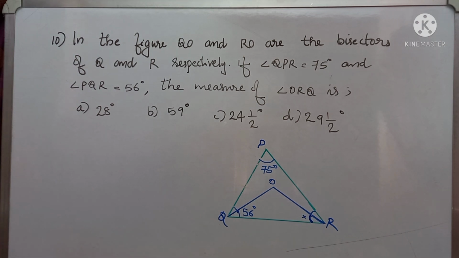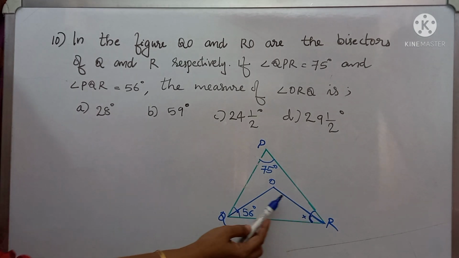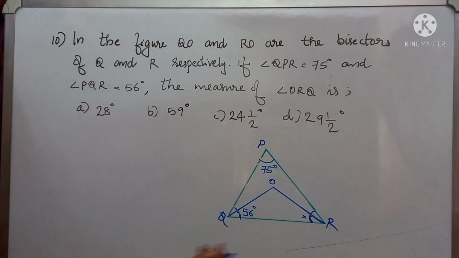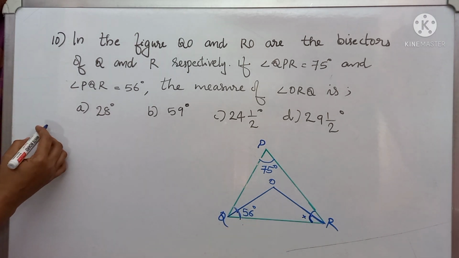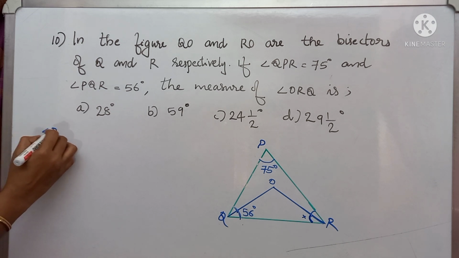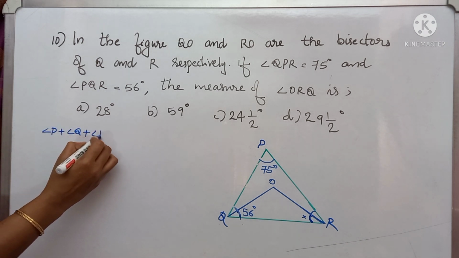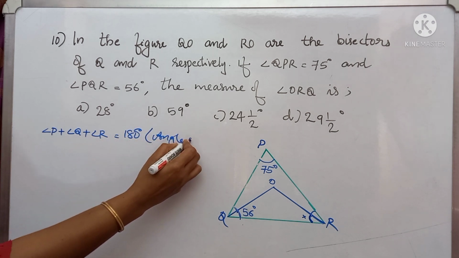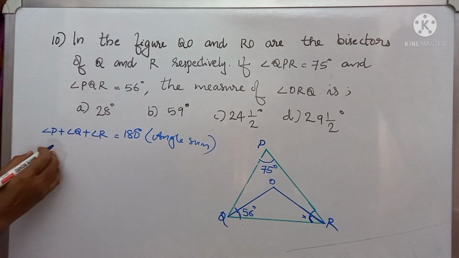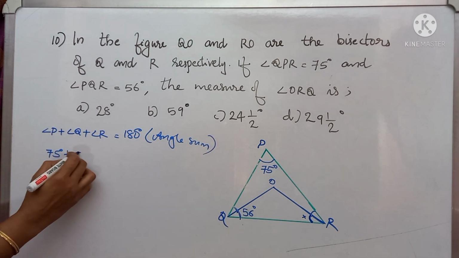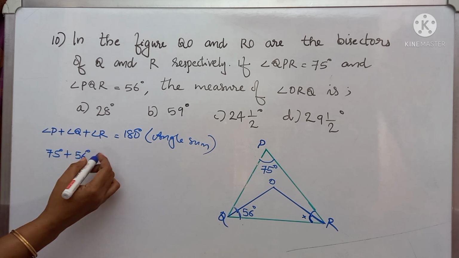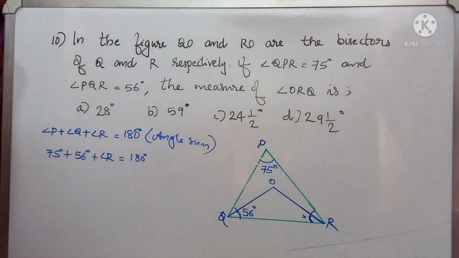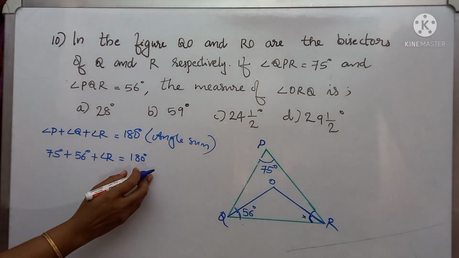So we can do that. Here this PQR is a triangle, you know, and angle P is given, angle Q is given, then we can find angle R very easily, by using the angle sum property of a triangle. Angle P plus angle Q plus angle R is equal to 180 degree. Then angle P is given 75 degree, angle Q is given 56 degree, then angle R we don't know, angle R itself there, that is equal to 180 degree.